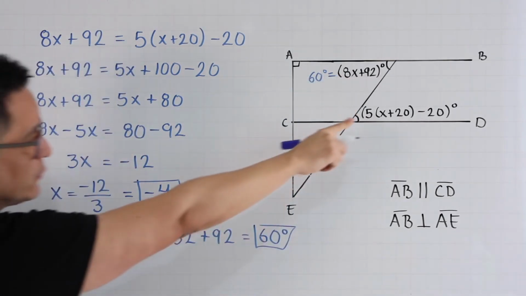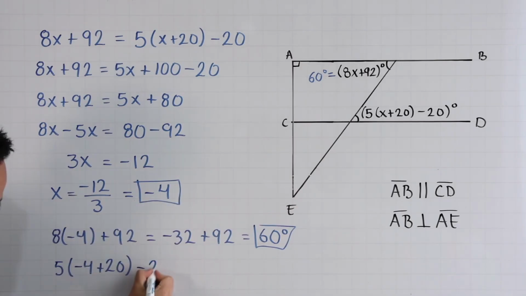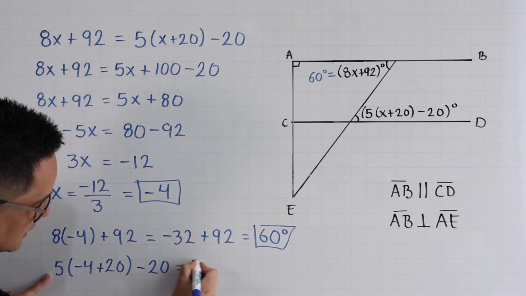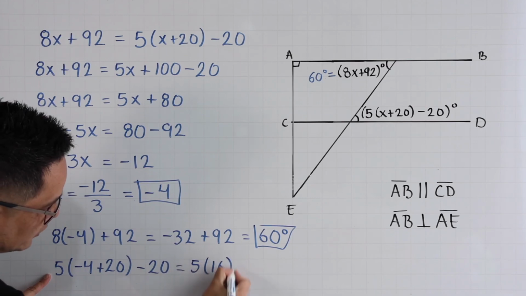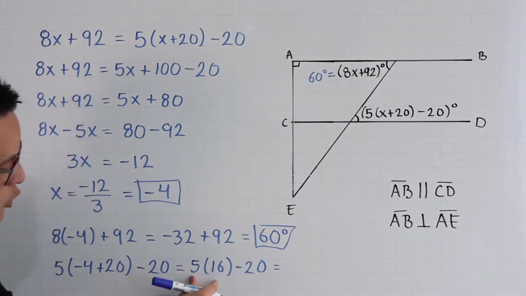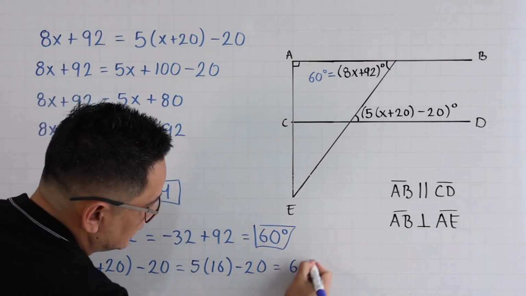All right, let's move on to the next one. So we write 5 times x plus 20, but x turned out to be minus 4. So it would be 5 times minus 4 plus 20, and then minus 20. We do these operations. Minus 4 plus 20 is 16. So I'll have 5 times 16 and then minus 20. We do the operation. 5 times 16 is 80. Minus 20 is 60. All right.